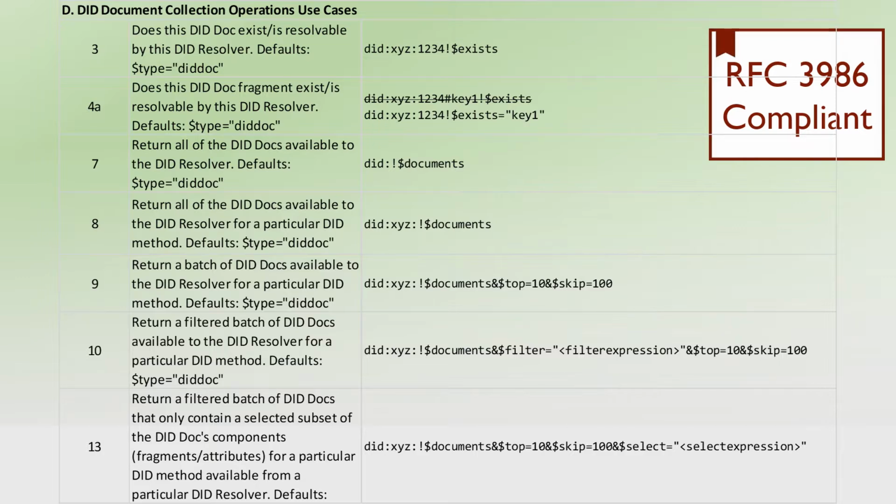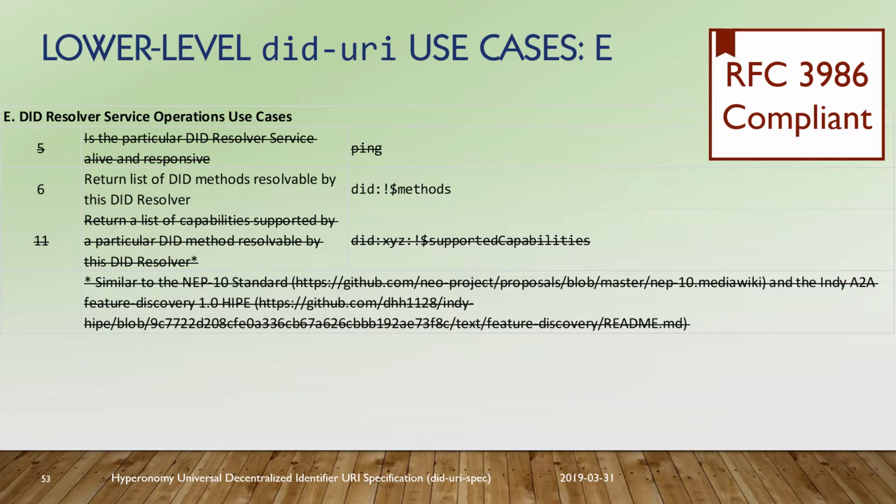Lastly, in 13, this is just changing things up and changing them around. So we're going to skip the first 100 documents. We're going to take the next 10 documents, 101 to 110, and we're only going to return selected fragments from those DID documents.